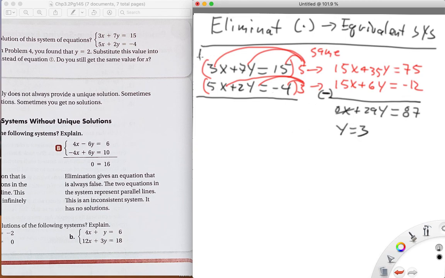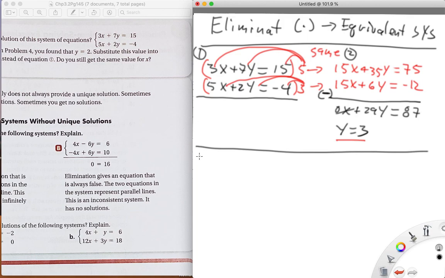So first step, create the equivalent systems. Second step is to use subtraction to eliminate the x variable, and then here we solve for y. So in this case our y is 3. After we find that, we plug it into either one of the original equations. I'll just plug it into the top one.